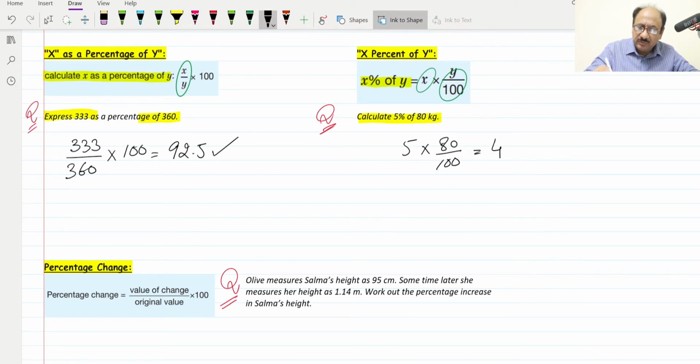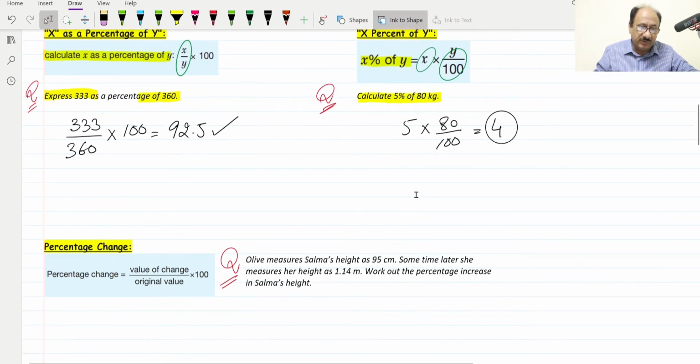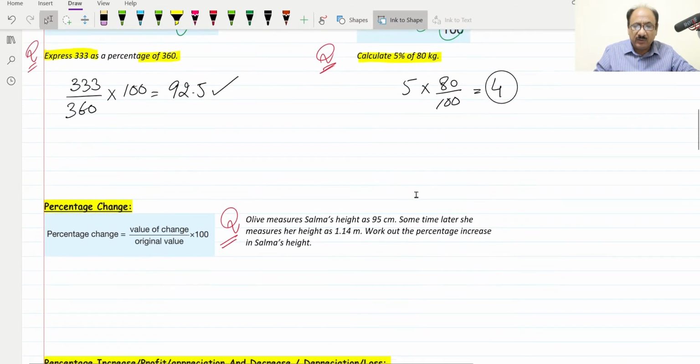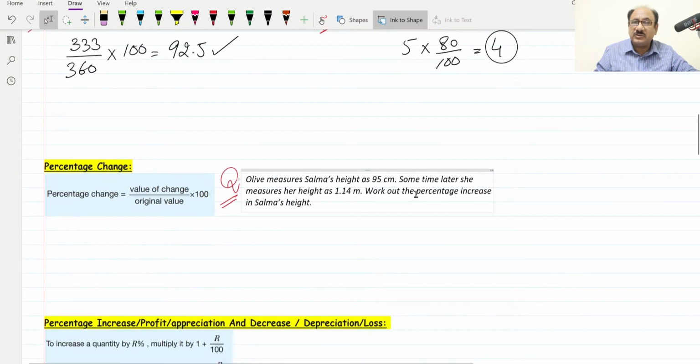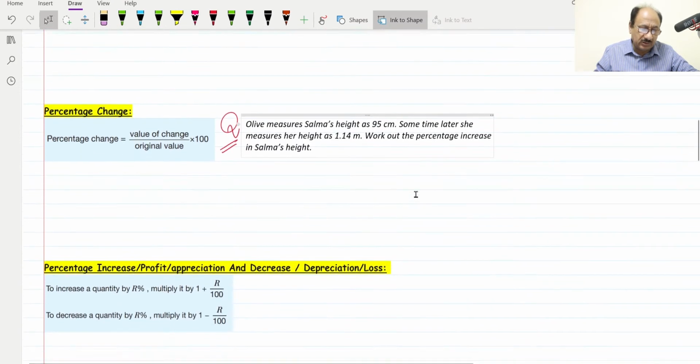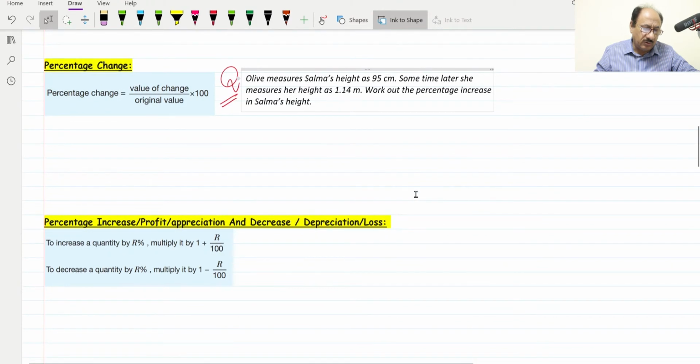So 4 will be our answer in this case. So this is like when we have to write x as a percentage of y or x percent of y. These are different situations, different scenarios in which exam questions are coming. So we are trying to cover all those.